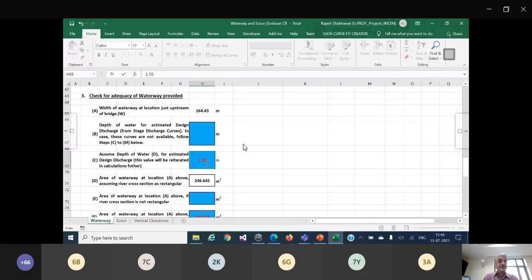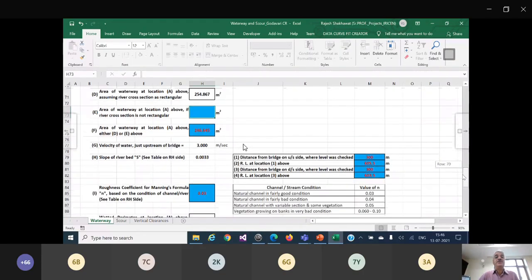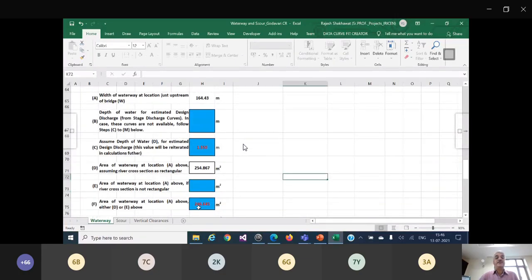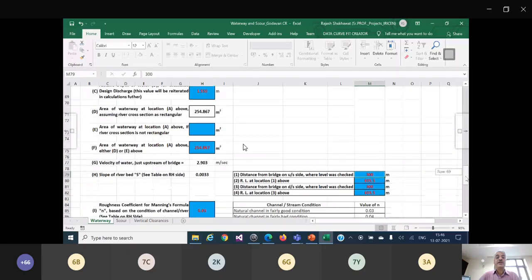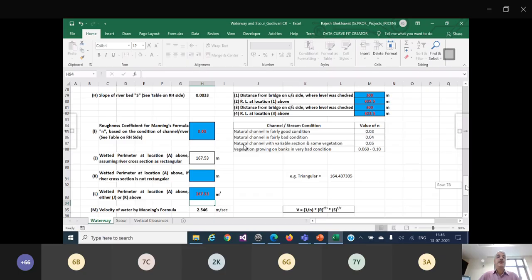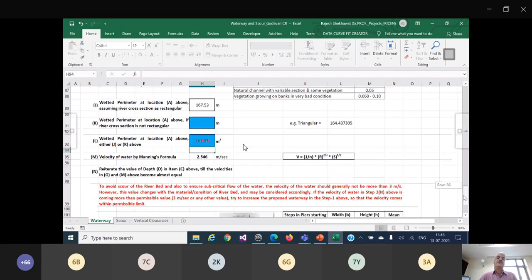Like that, keep on doing this iteration. I'm not spending much time here because we have less time. Whatever depth you assume, let us say we take 1.55. How much is it coming at 1.55? We'll see. It's coming 2.9 here, and it is coming 167.5. So you can further reduce, maybe go 1.5, whatever it is.